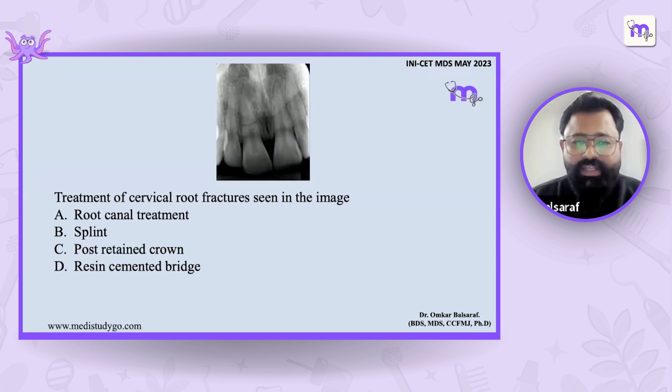Treatment of cervical root fractures seen in the image. Option A, root canal treatment. Option B is splinting. Option C is post retained crown. And option D is resin cemented bridge.